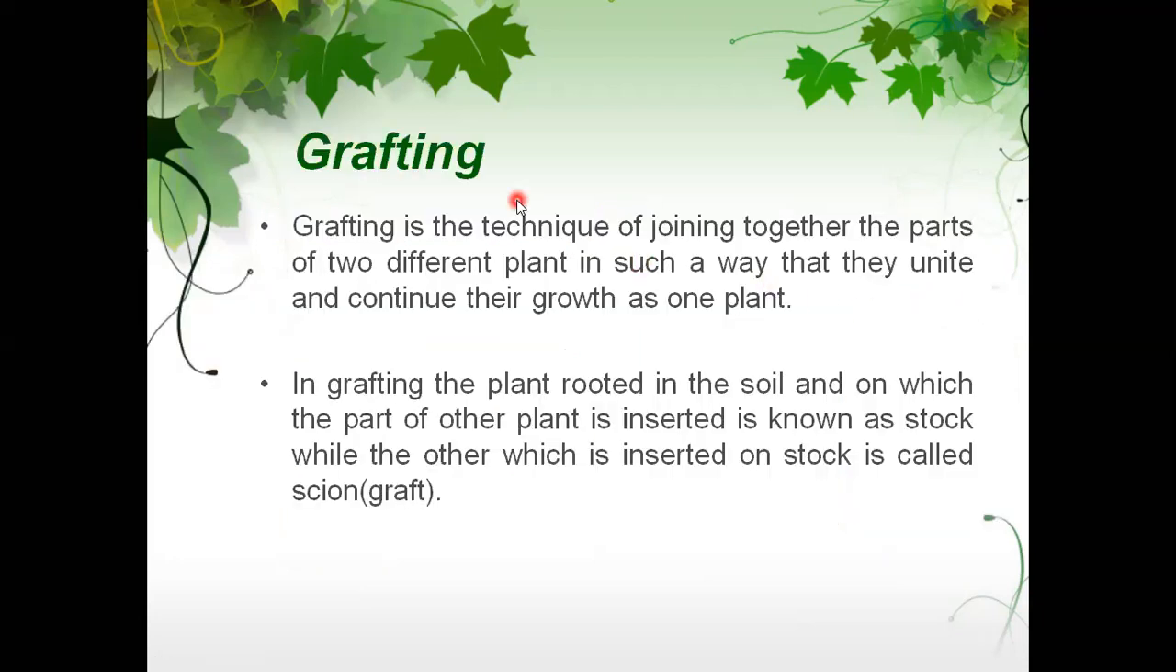Now, the second artificial method is grafting. Grafting is a technique of joining together the parts of two different plants in such a way that they unite and continue their growth as one plant. Means in this method, we have to take two parts of different plants and unite them in such a way that they will grow in the form of one plant with the proper desired characteristics.